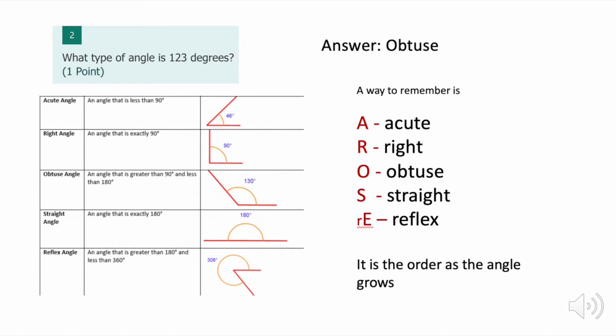So we're looking at naming angles. For this one, you just need to remember something like a rose. The smallest ones are acute, then it's right, obtuse, straight, and reflex. And it's just a case of remembering this, jotting it down. That's all you need to do.